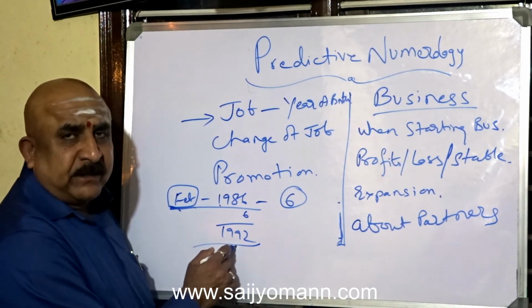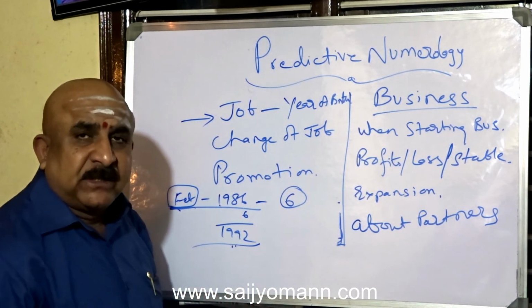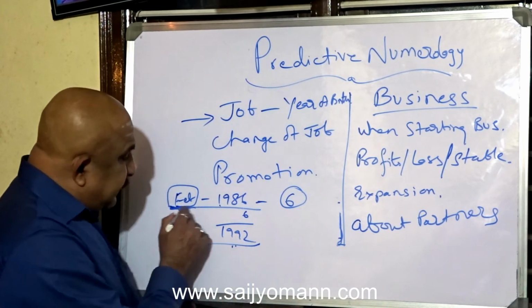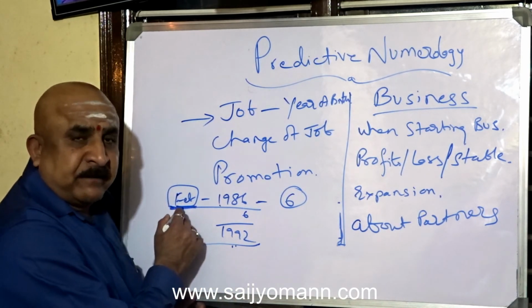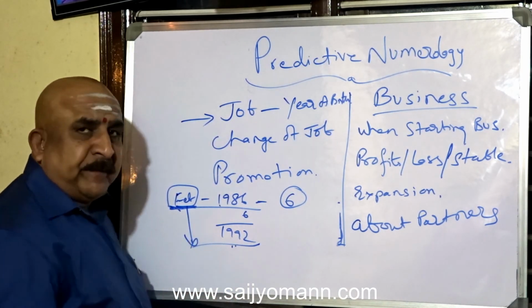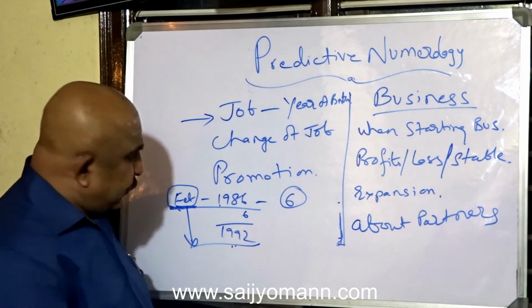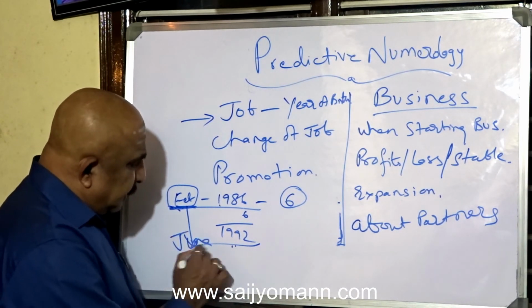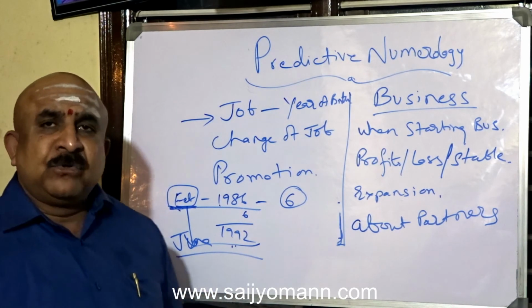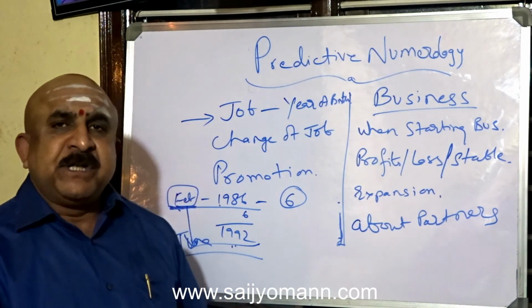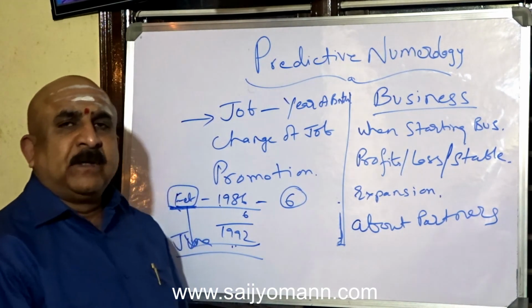1992 is the year when he is going to have a change. Which month? Because this is the entry month. February is the entry month. So correlating, February is number 2. Correlating is 4. June. Blindly you can tell him that June 1992 is going to have a change in job.